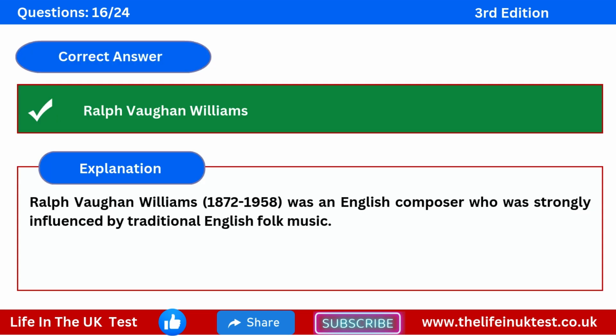The correct answer is Ralph Vaughan Williams. Explanation: Ralph Vaughan Williams, 1872 to 1958, was an English composer who was strongly influenced by traditional English folk music.